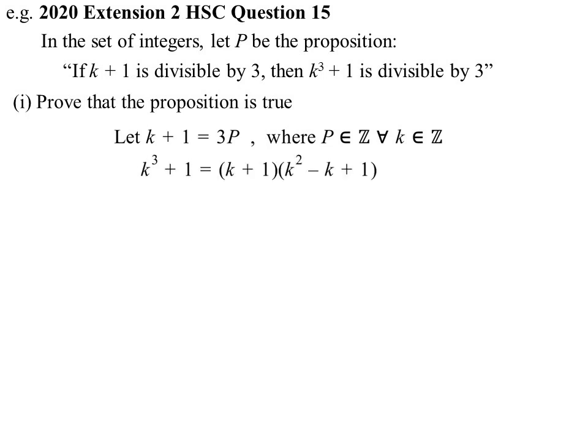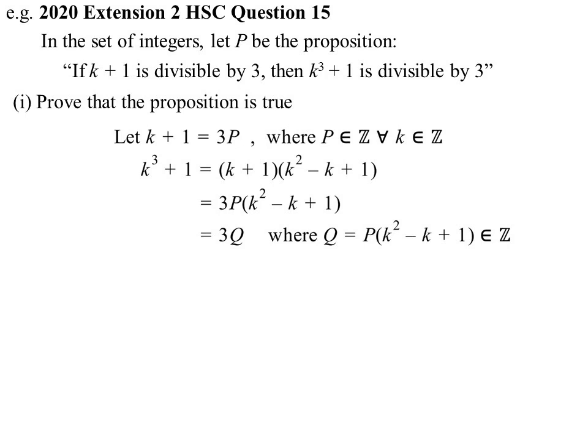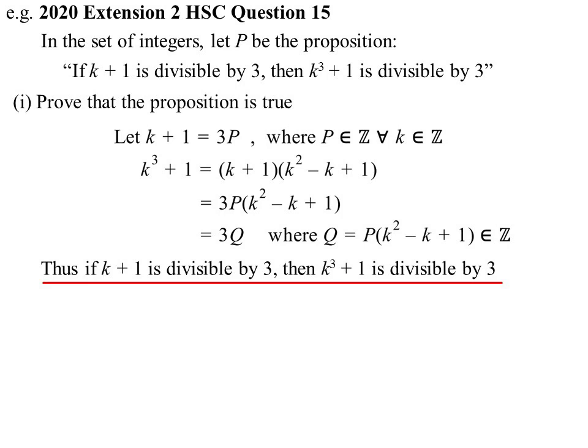Now I know the factorization for k cubed plus 1 is (k plus 1)(k squared minus k plus 1). But we just said k plus 1 is 3p, so I could rewrite that as 3p. Well, hang on, I've got a factor of 3. As long as these other two factors are integers, I'm okay. Well, we know p's an integer, we defined it that way. We also said k was an integer, so k squared minus k plus 1 is indeed an integer. So we're good. If k plus 1 is divisible by 3, k cubed plus 1 must also be divisible by 3.